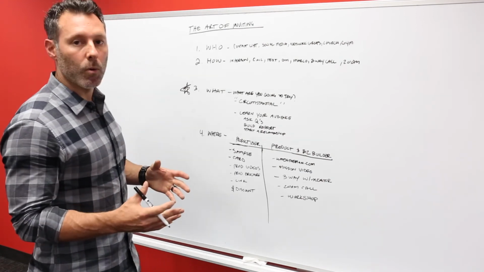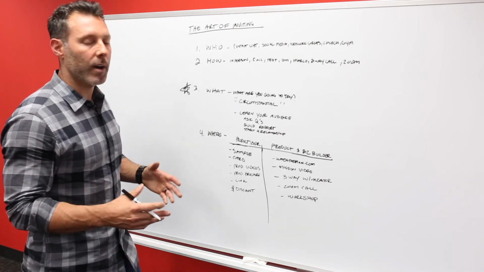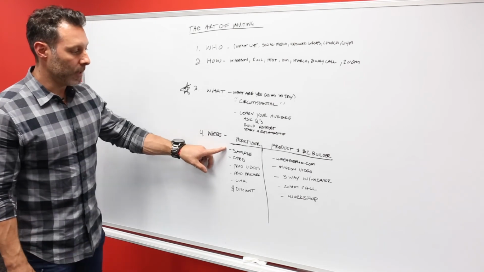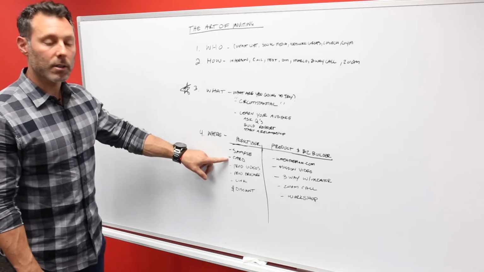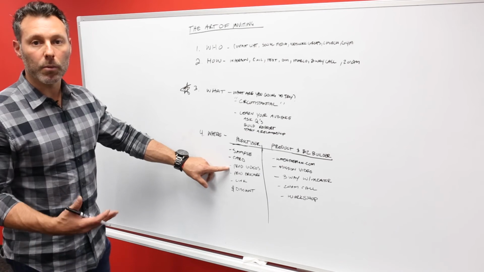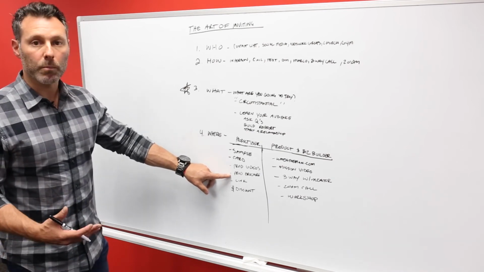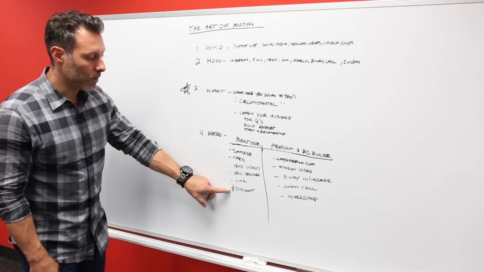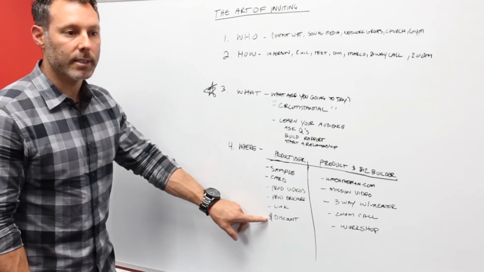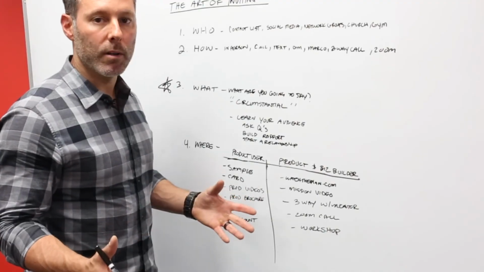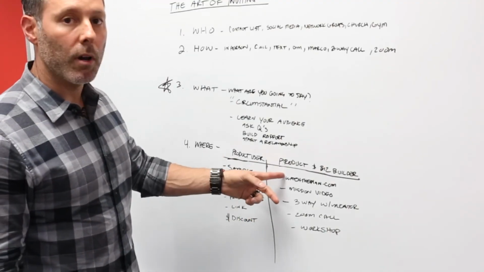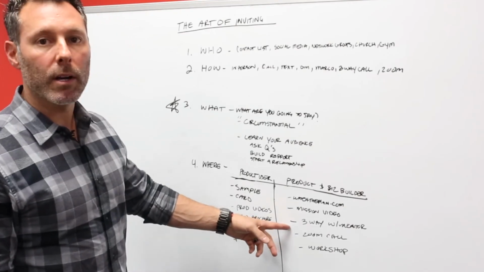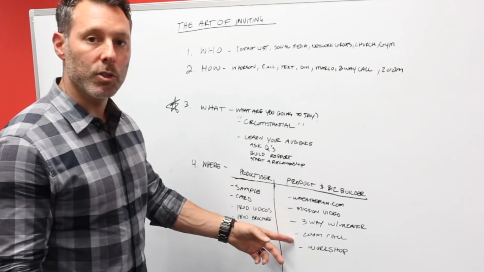So that leads us to number four, where. If you've identified that they're just going to be a product user, you're probably going to give them a sample, maybe your business card, send them a link to the product videos, maybe a product brochure, your link, and also let them take advantage of the discount. The second option of where to send them is if they're a product and a business builder. So you can send them to our mission video, a three-way call with a mentor, a Zoom call, or even a weekly workshop.